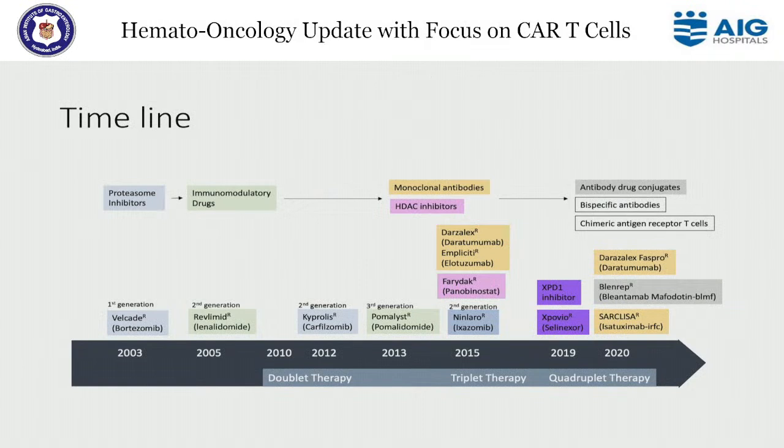This particular picture shows the evolution of therapy in multiple myeloma. The proteasome inhibitors were introduced in 2003, and then immunomodulatory drugs like lenalidomide were in clinical use from 2005. Till now, directed therapies like monoclonal antibodies like daratumumab and elotuzumab are being commonly used in clinical practice. People now are moving to the next level of treatment like bispecific antibodies or CAR T-cell therapy in multiple myeloma.